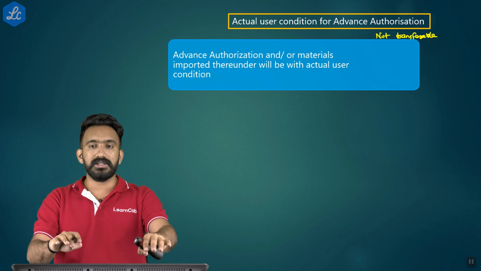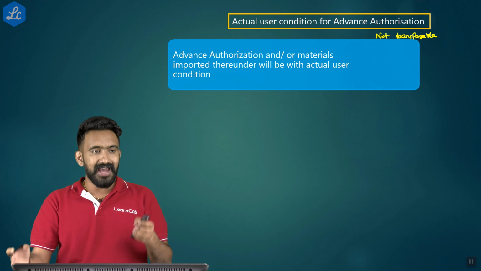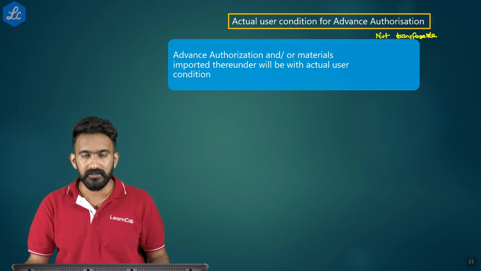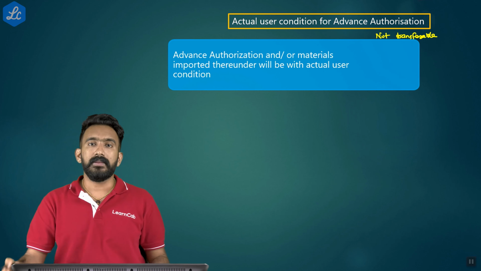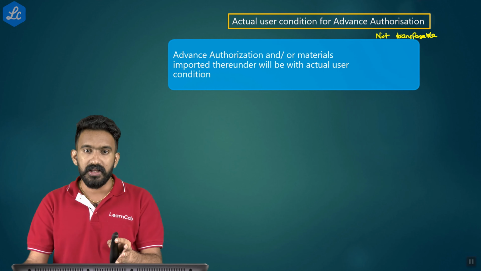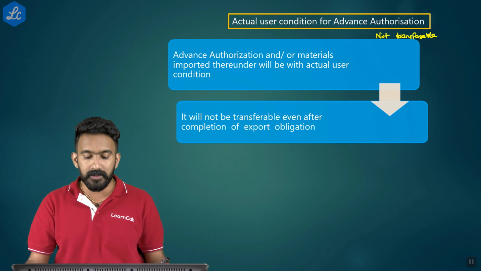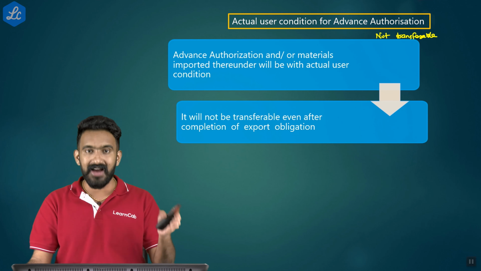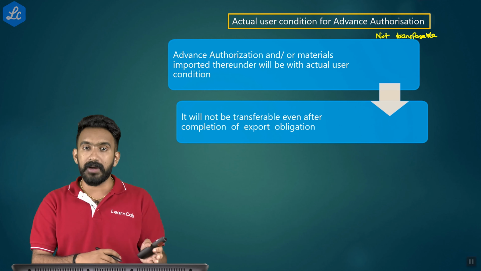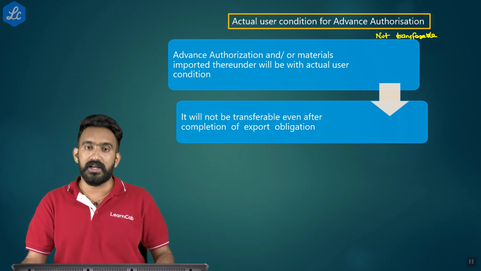Now the question is, say there is another person who wants to import the same set of goods. Can I transfer my authorization and ask him to import without payment of any duty? The answer is no. There is no transferability available for this advance authorization because the actual user condition is present in it. So it is not transferable even after completion of export obligation. I have a set of export obligations to complete. Even after I do that, I cannot transfer my advance authorization and ask someone else to import without payment of duty on behalf of my authorization.